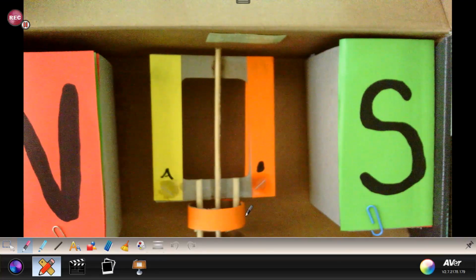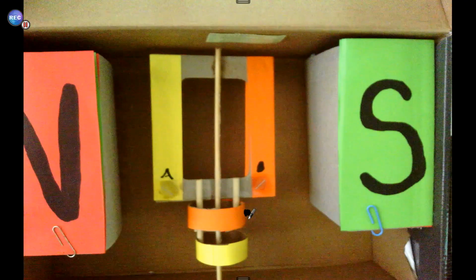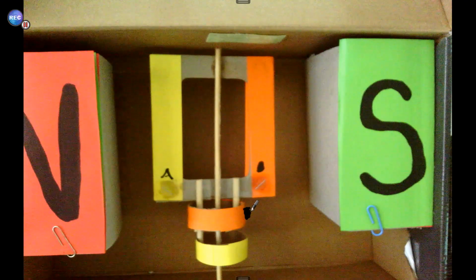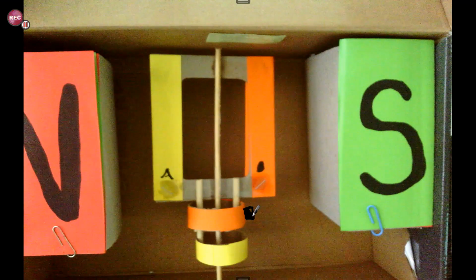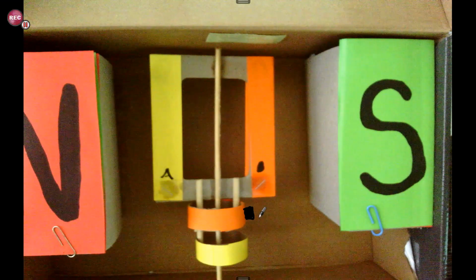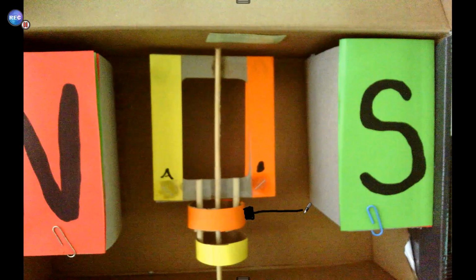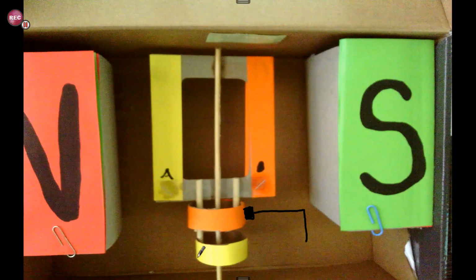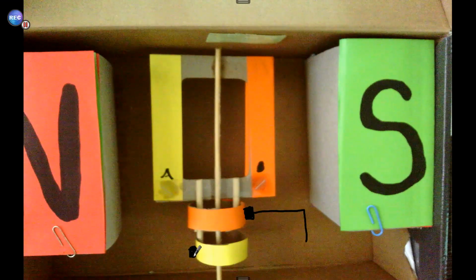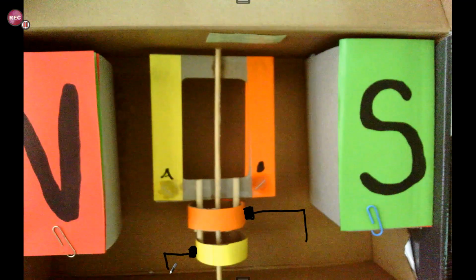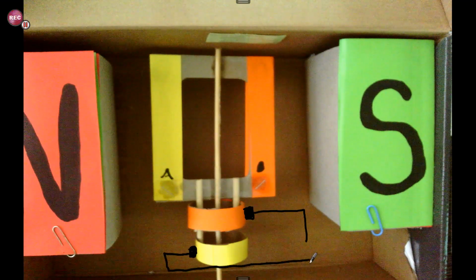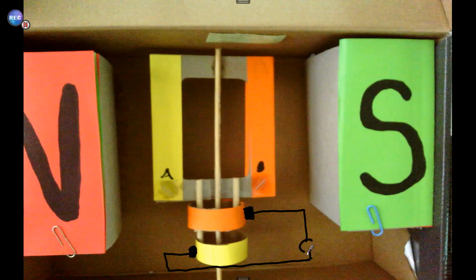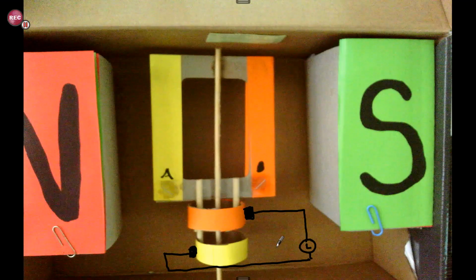Okay, so I'm going to connect. This is called a brush, and it's touching the slip ring there. And this is called a brush, touching the slip ring there. And I just want to give it a light bulb there. So this is my external circuit that is connected to my generator.